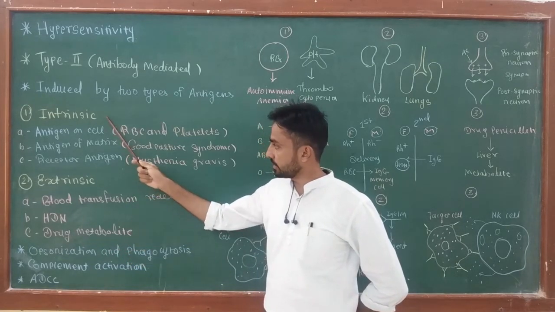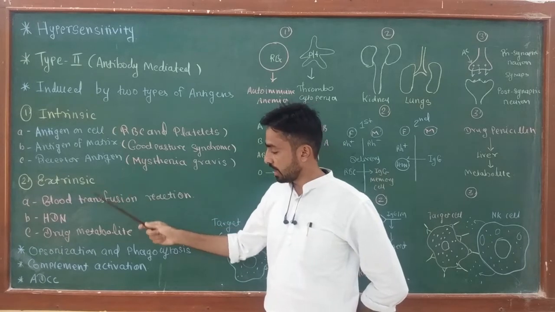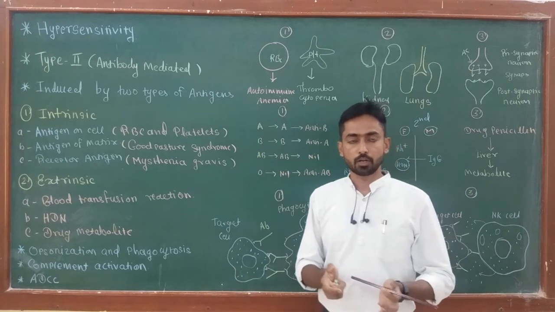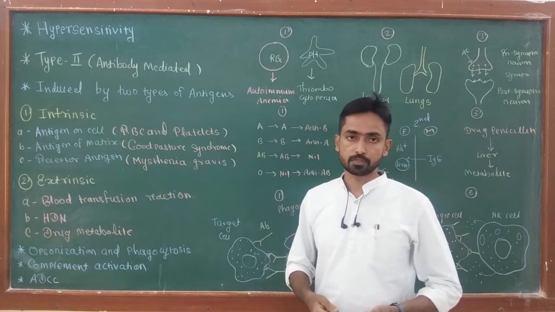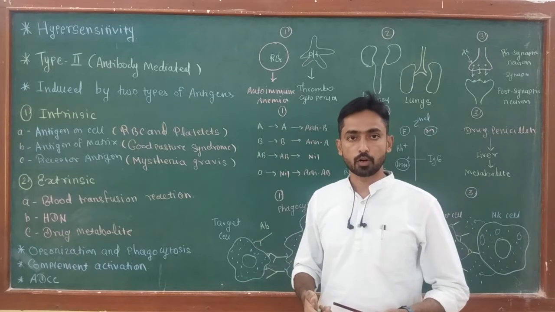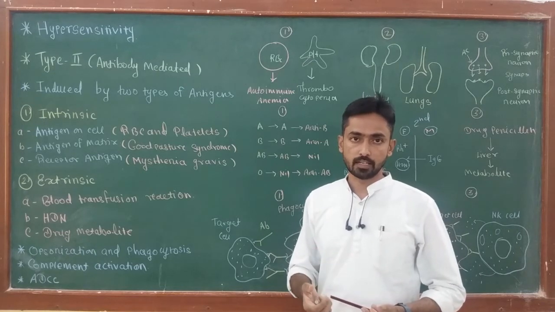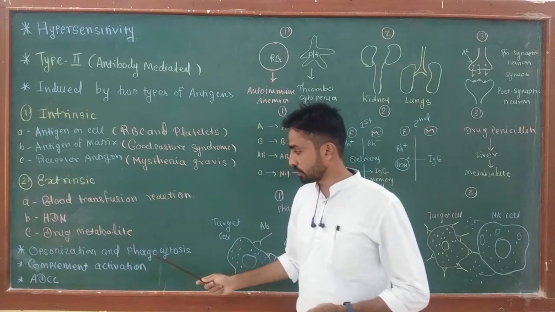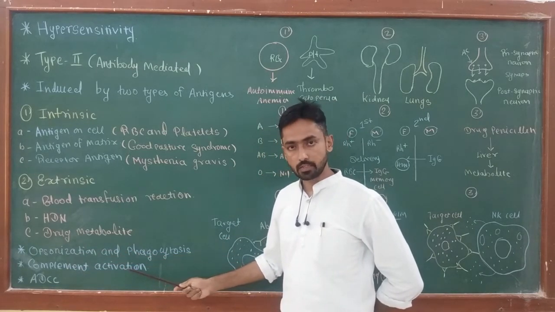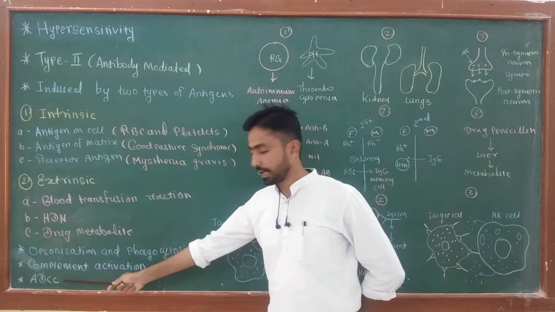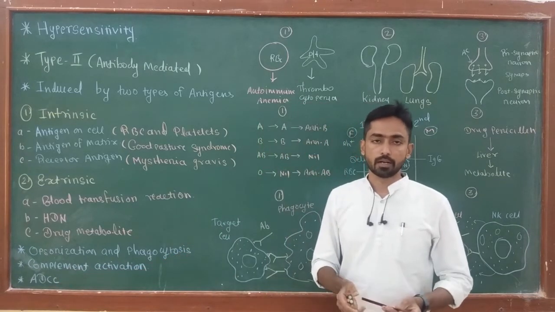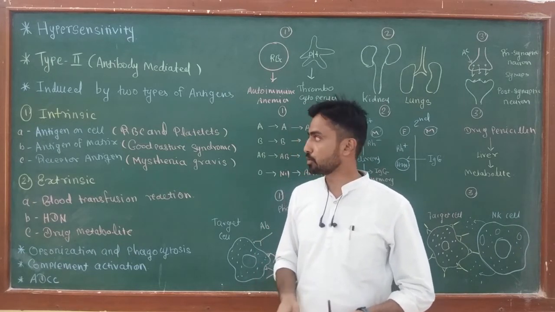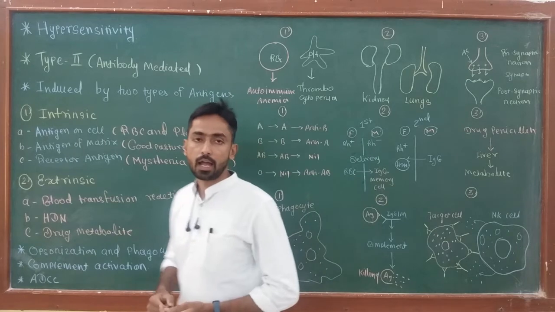Then after discussing intrinsic and extrinsic antigen, I'm going to shift to how exactly the antigen antibody reaction occurs in type 2 hypersensitivity and how antibody destroys the target cell or the antigen. This happens with the help of opsonization and phagocytosis, or by complement activation, and by ADCC, that is antibody dependent cell mediated cytotoxicity. So first I'm going to start with intrinsic antigen.